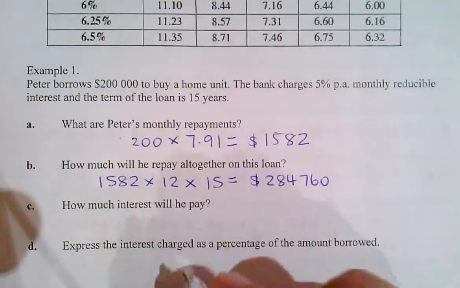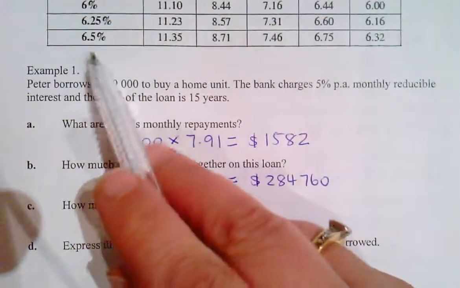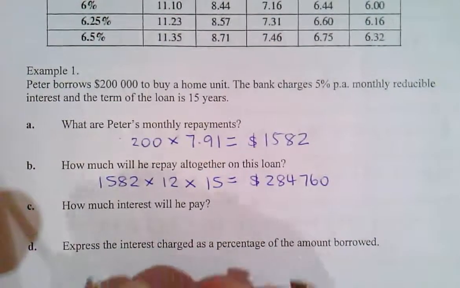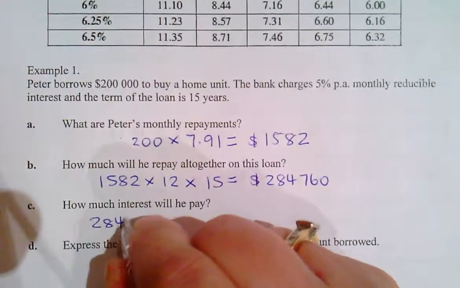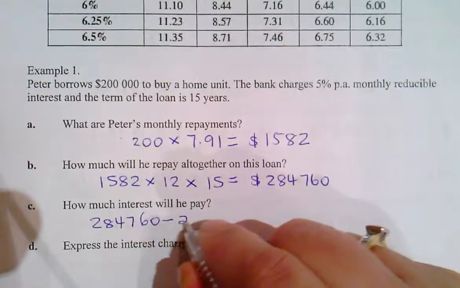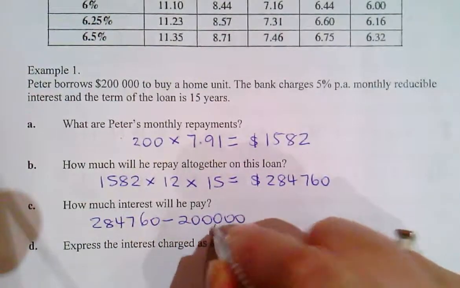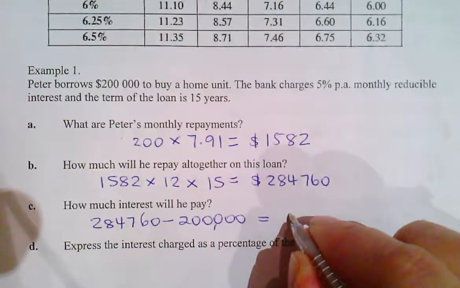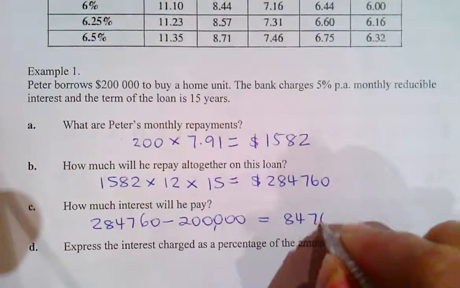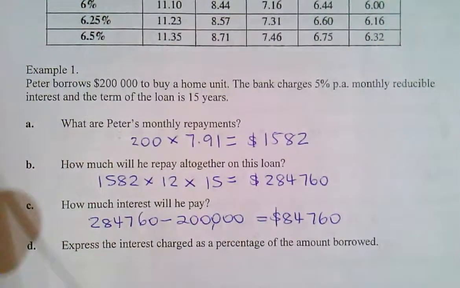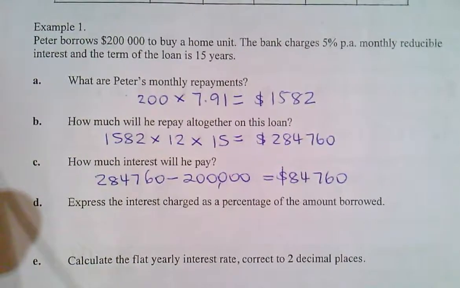For part C, how much interest will he pay? Well, he's borrowed $200,000 and he's paid back $284,760. So the interest is $284,760 minus the $200,000, which is $84,760 in interest.